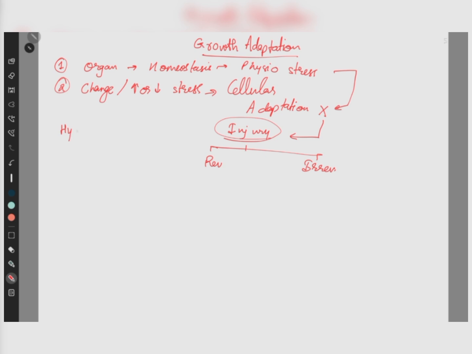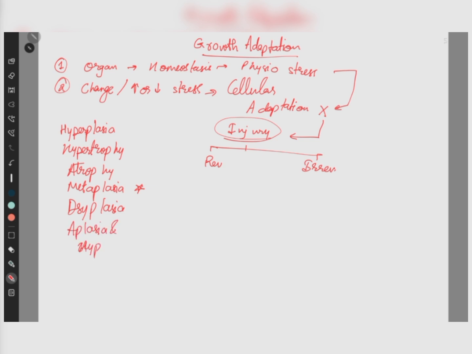So number one is hyperplasia. Second is hypertrophy. Third is atrophy. Fourth is metaplasia. It is one of the important topic. Fifth one is dysplasia. And lastly we will be talking about aplasia and hypoplasia together, as these are small topics.